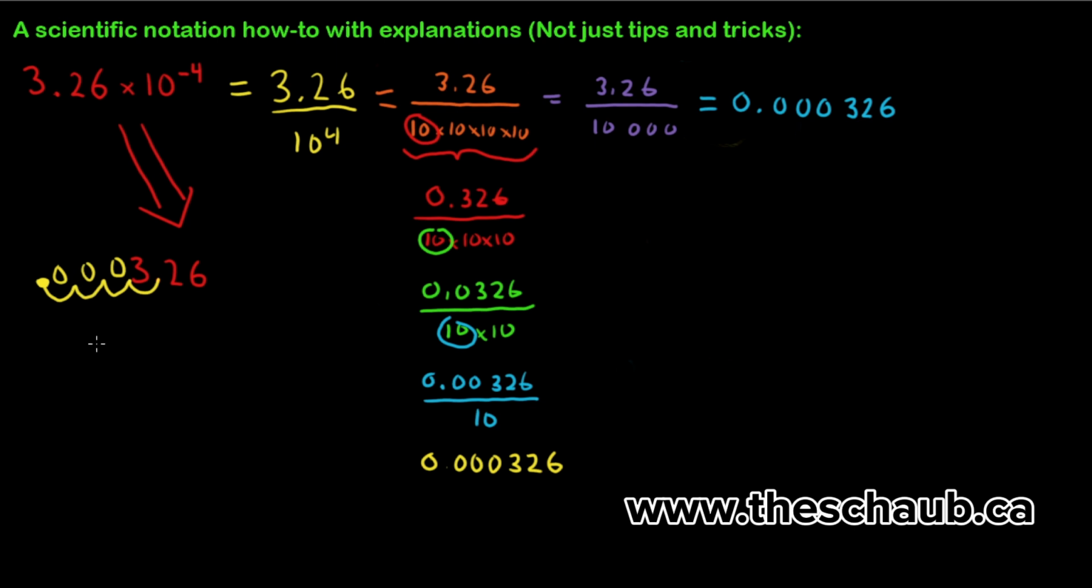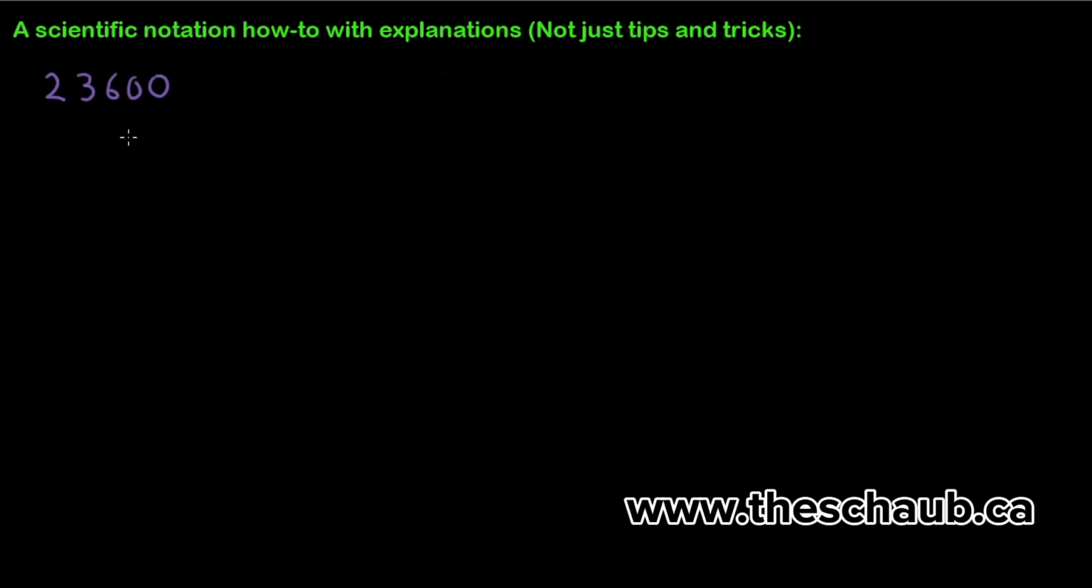So our final answer here, showing a third way, is 0.000326. And now let's quickly just look at moving numbers back into scientific notation, which is really just doing the opposite of what we've just done.